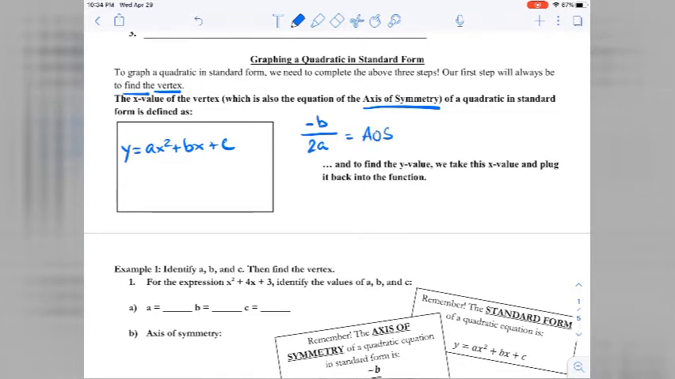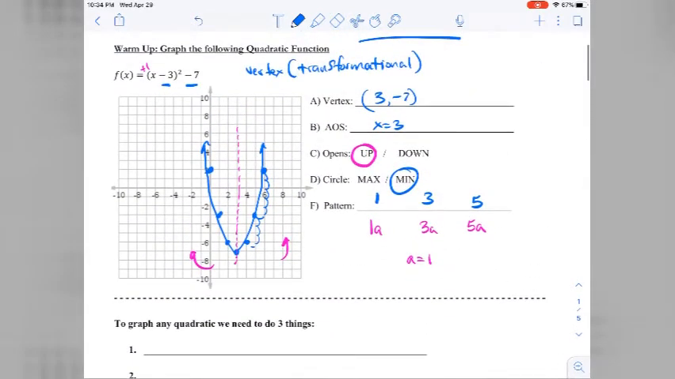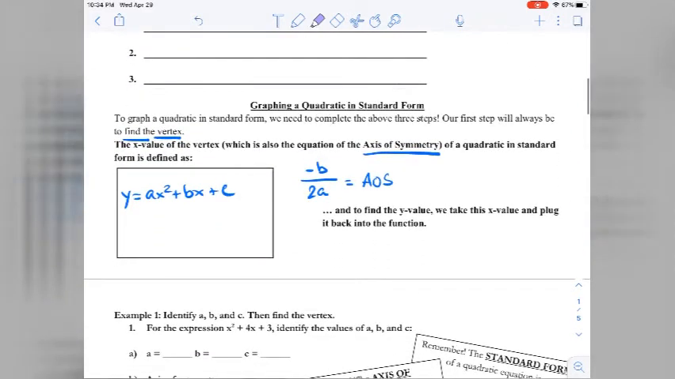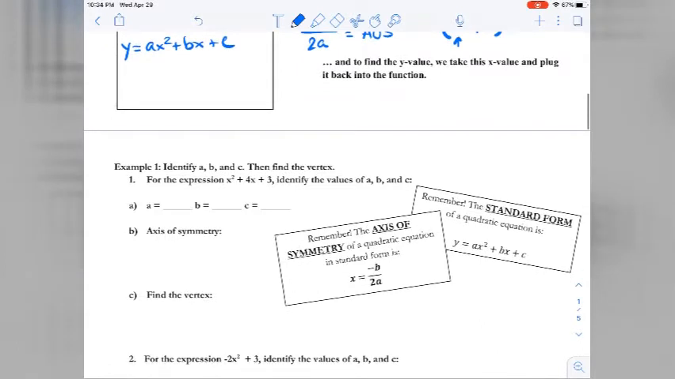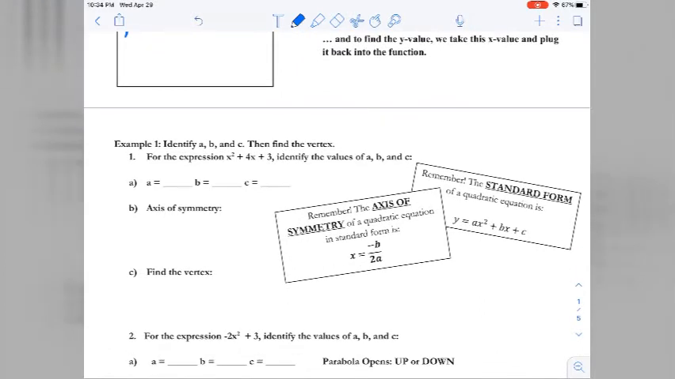Now, here's the thing. With the axis of symmetry, if we remember, the axis of symmetry is the x value of our vertex. So already, if we can find our axis of symmetry, we already know our x value, and then we'll just have to find what our y value is. So let's take a look at an equation, x squared plus 4x plus 3, for example.